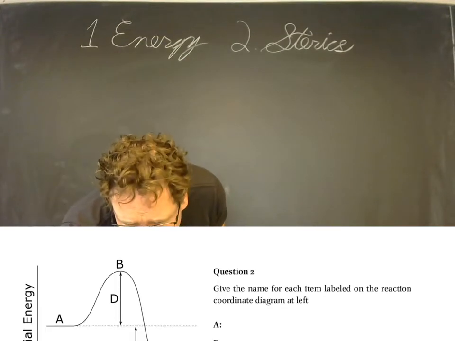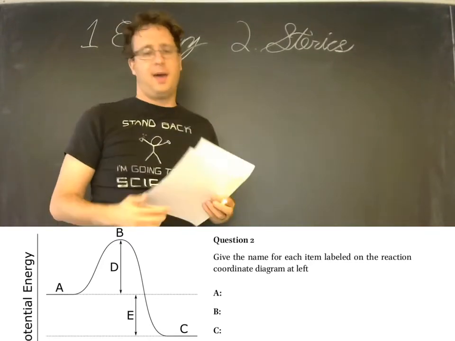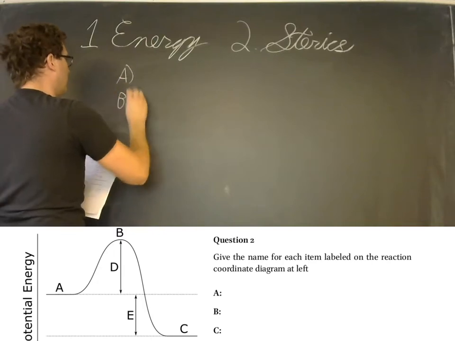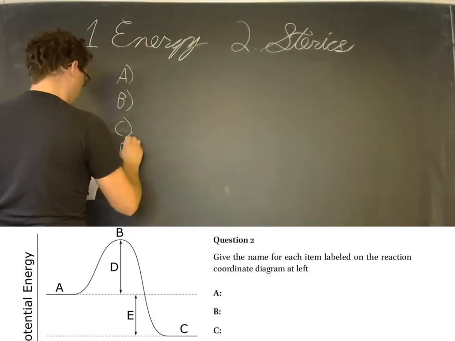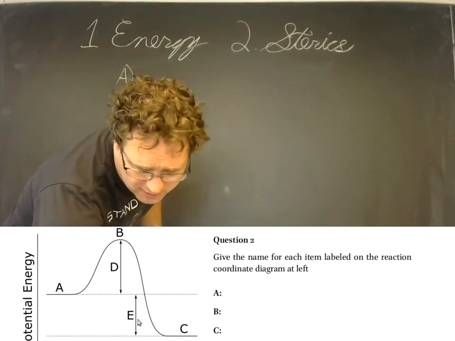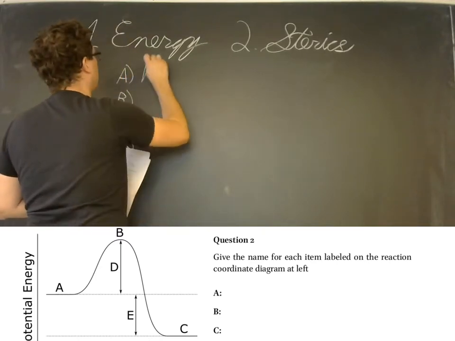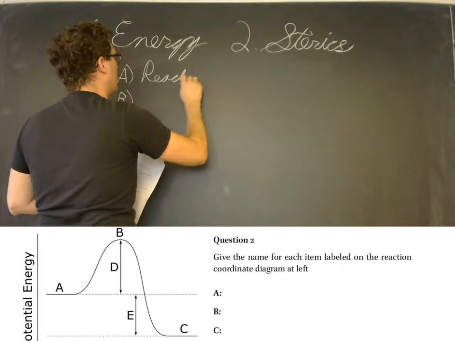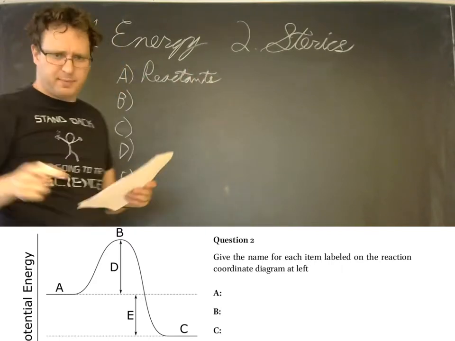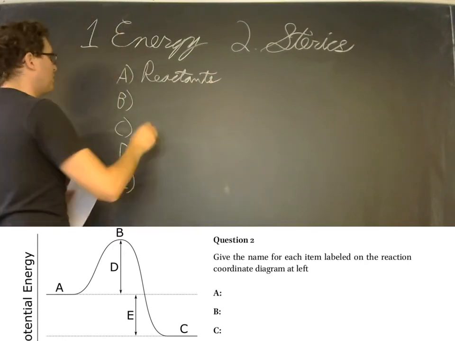Question 2 here gives you a picture of a reaction coordinate diagram, and you're supposed to label all the different parts, A, B, C, D, and E. So A is over here on the left side. It's the reactants. B is up at the top. It's the highest point in energy along the entire reaction coordinate diagram.